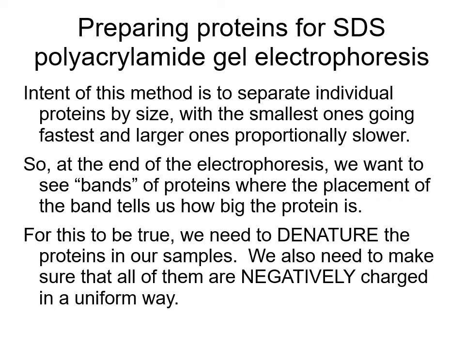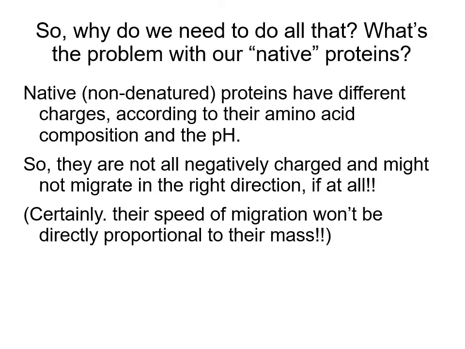So what we're trying to see is bands of proteins where the placement of the band tells us how big the protein is. Now this won't work if we use native proteins because they differ so much in size and charge and everything. So we need to denature our proteins and make sure that they're all negatively charged in a uniform way in order for this to work out. Non-denatured proteins have different charges according to their amino acid sequence and pH. So they're not all negatively charged. They might not migrate at all. So we certainly need to make sure they get a negative charge so they'll migrate towards the plus pole.